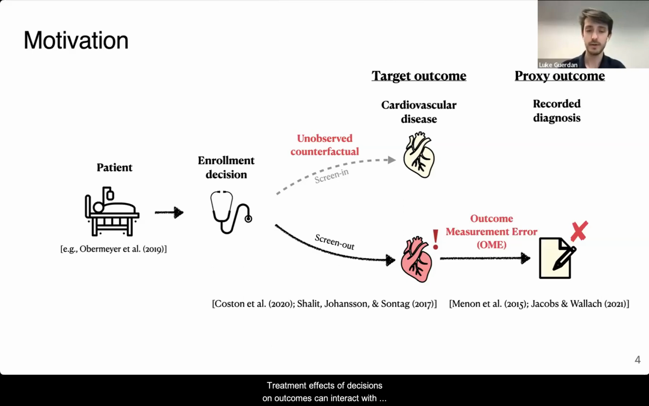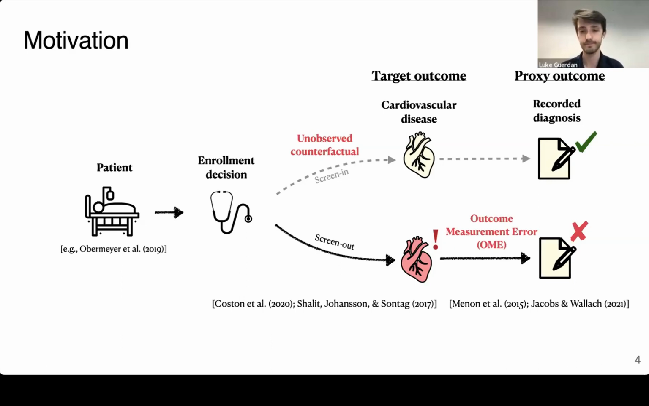Treatment effects of decisions and outcomes can interact with measurement error in nuanced and challenging ways. For example, we might miss more heart attacks from screened out cases due to less intensive supervision than for screened in cases, which might gain more physician attention as part of the screening program.